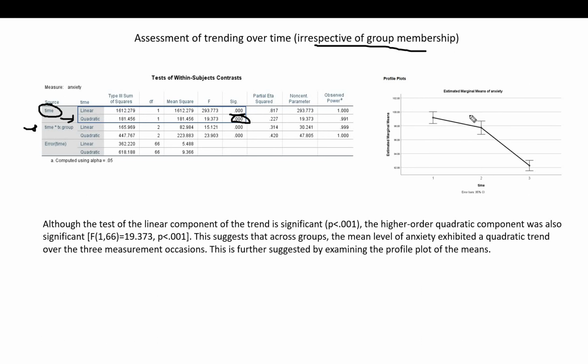And you look over here to the right in terms of the profile plot, and you can see there's a decrease in anxiety from time 1 to time 2, but then you see a more pronounced decrease from time 2 to time 3. So it looks somewhat curvilinear in terms of the change over time with respect to the means.